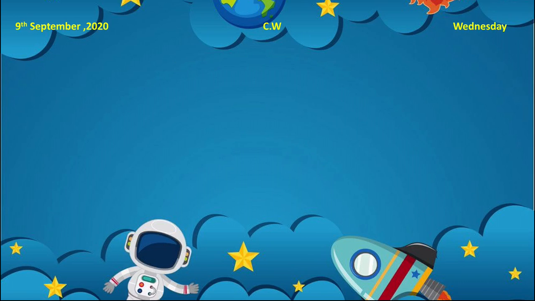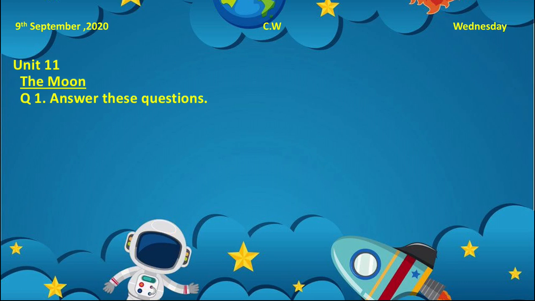Write down today's classwork and date. 9 September 2020. Classwork. And today's day is Wednesday. Draw the margin line. Write down unit number 11, the moon. Answer these questions.